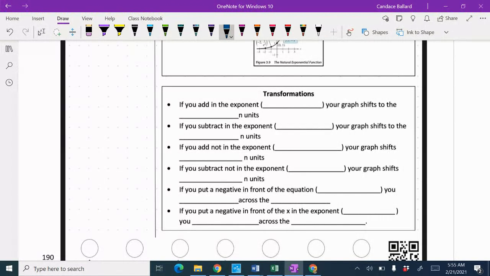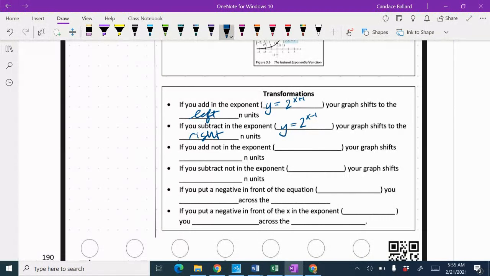So if you add in the exponent, say you have something like y equals 2 to the x plus 1, your graph shifts to the left. Remember, we go opposite when it's up with the x, n units. If you subtract in the exponent, y equals 2 to the x minus 1, your graph shifts to the right n units.